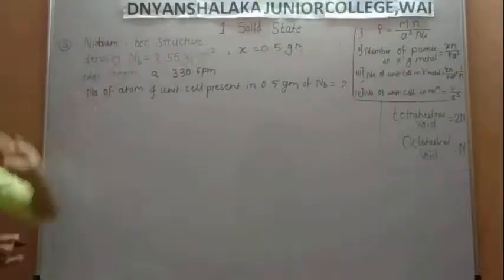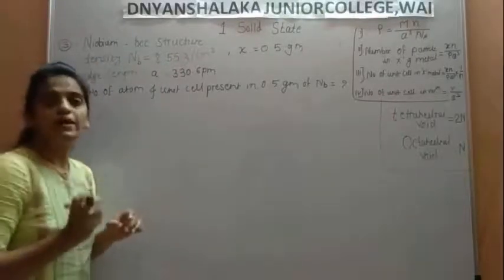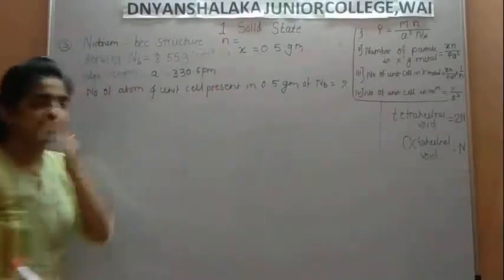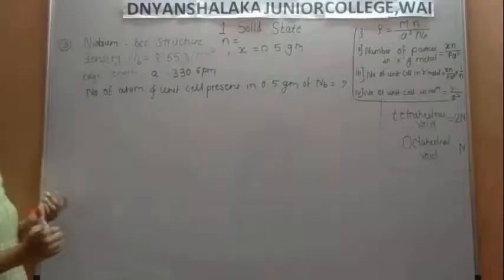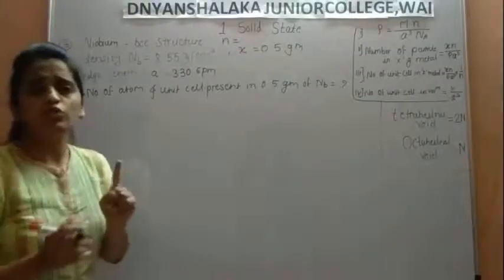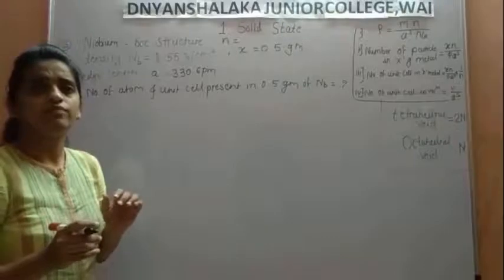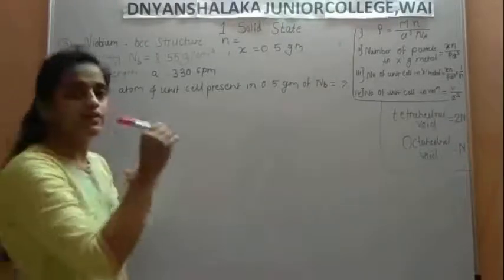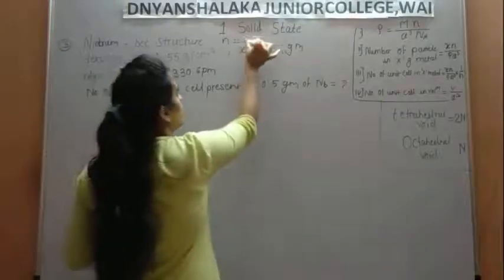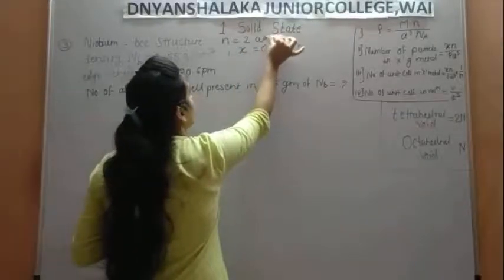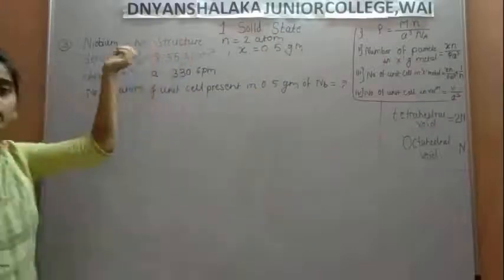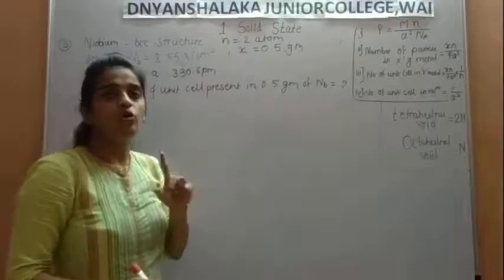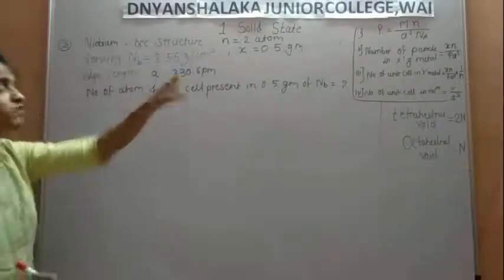It forms a BCC structure, so the number of particles, or rank of the unit cell, is denoted by N. For the BCC structure, the corners give 1 by 8 into 8, so only one atom, and in the body center there is one atom, so 1 plus 1 we get 2 atoms. So the number of particles in the body centered cubic structure is 2 atoms: corners 1 atom and body 1 atom.